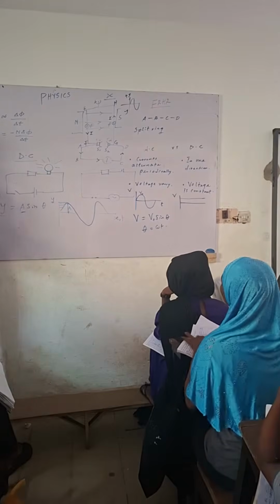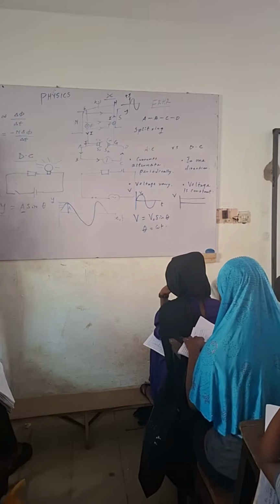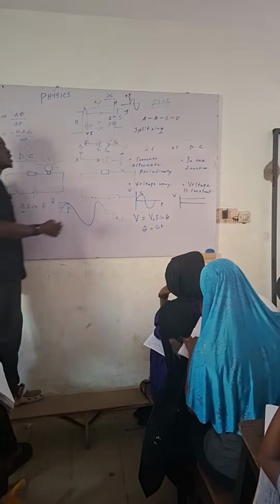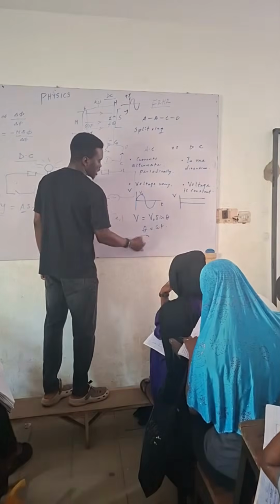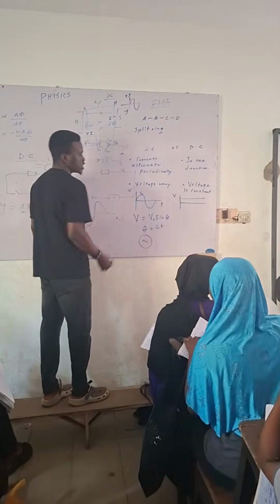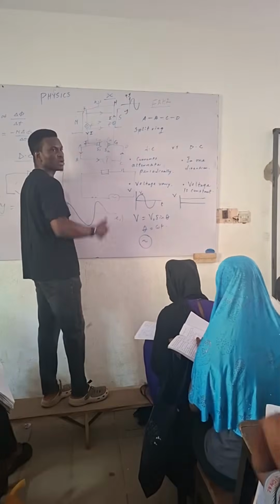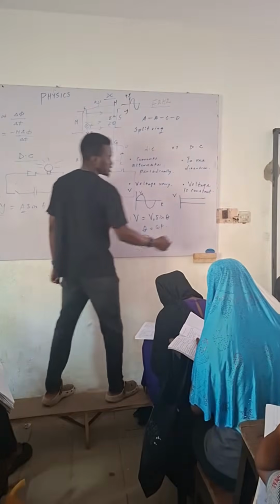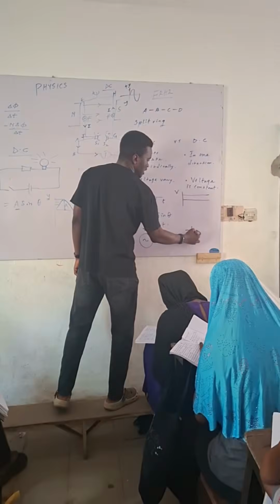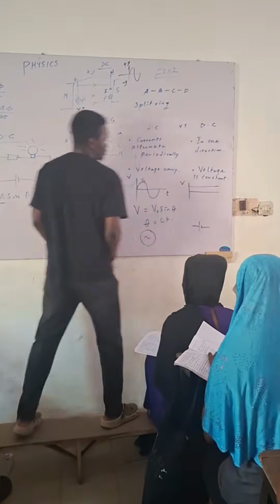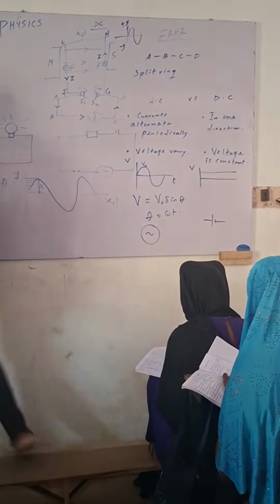The next thing we need to know: the symbol for AC is usually like this. Whenever you see that symbol, you are talking about alternating current. Then the symbol for DC is like this. So that's by the way.